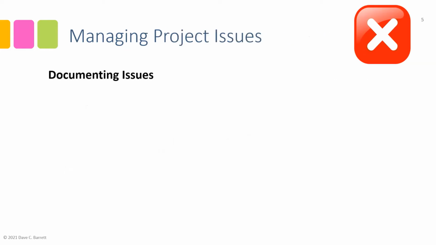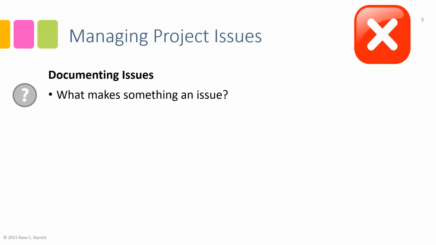So in terms of issues, the first step is to identify and document issues. So we need to write them down. Now, before we do that, let's just step back for a moment and say, well, what makes something an issue? From the textbook, the definition is that an issue is something that, if unresolved, will affect the performance, the results of the project.